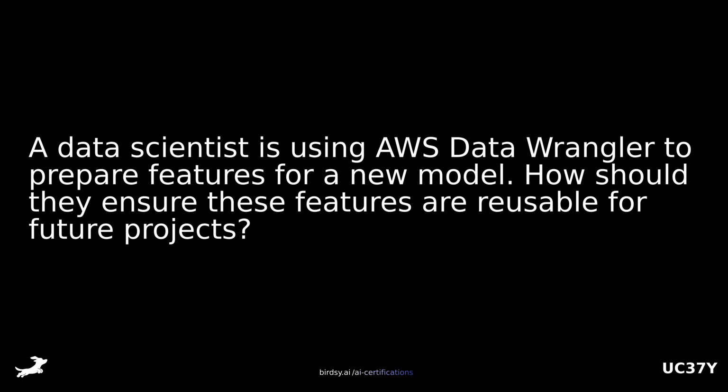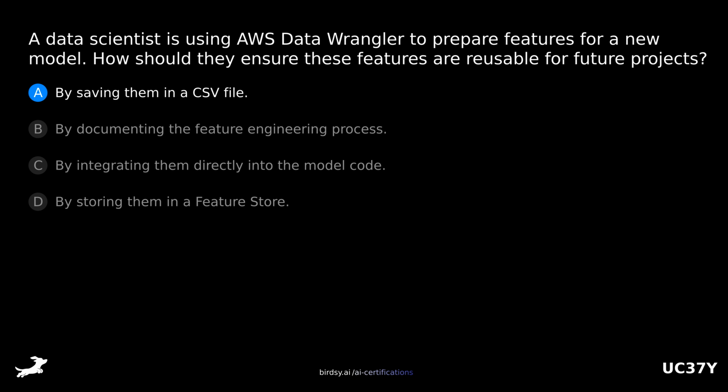A data scientist is using AWS Data Wrangler to prepare features for a new model. How should they ensure these features are reusable for future projects? Is it A, by saving them in a CSV file? B, by documenting the feature engineering process? C, by integrating them directly into the model code? Or D, by storing them in a feature store? The answer is D, by storing them in a feature store.